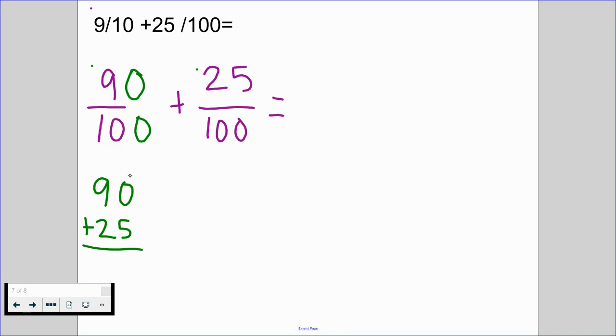So in my ones place, 0 plus 5 is 5. In my tens place, 9 plus 2 is 11. So I have 115 out of 100. Here is why this is a challenge situation. We now have an improper fraction. The numerator of our fraction is larger than the denominator, which means we have to decompose.